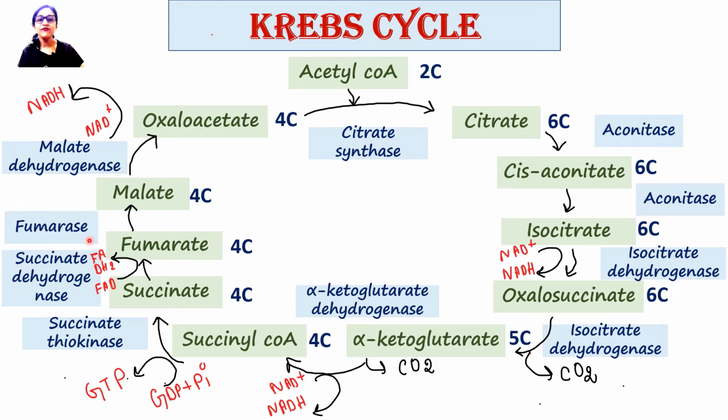The enzyme fumarase converts fumarate to malate. So all of them are 4-carbon compounds. Malate is then converted to oxaloacetate by the enzyme malate dehydrogenase. The third and final synthesis of NADH occurs in this stage. The oxaloacetate is regenerated and it combines with another molecule of acetyl-CoA and continues the cycle.